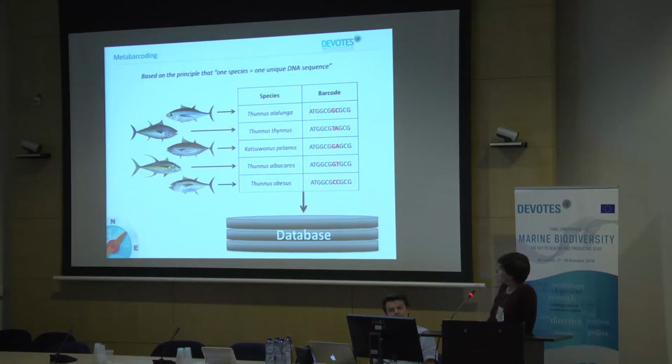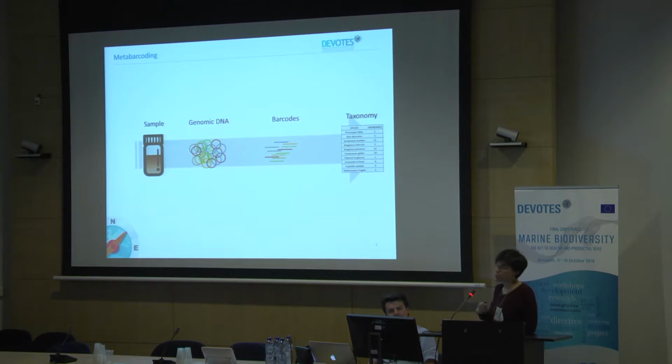So we need fast and easy methods that allow us to go from the sample to the value that we want to measure. The method I'm going to present today has been partially introduced and is based on the principle that one species equals one unique DNA sequence, ideally. So it means that when we find a sequence in a sample, we know which species is in the sample. There is a database that contains the equivalence between the species and the DNA sequences.